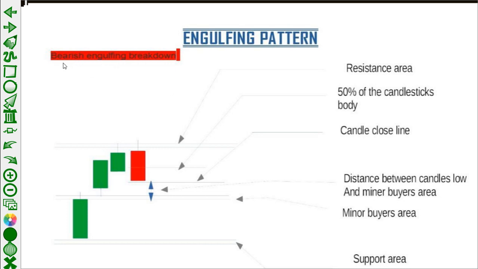As we can see in this image, this is a resistance area, this is the 50% close line, and this is the close of a candle, and this is the minor bias area, and this is the support area.